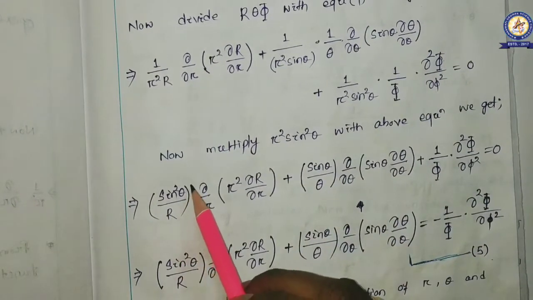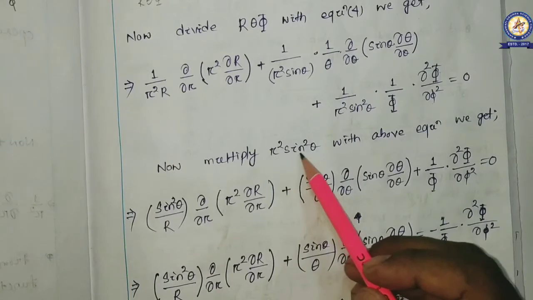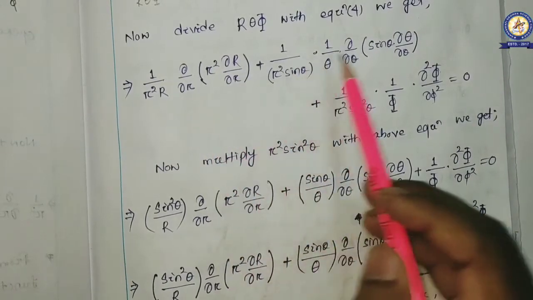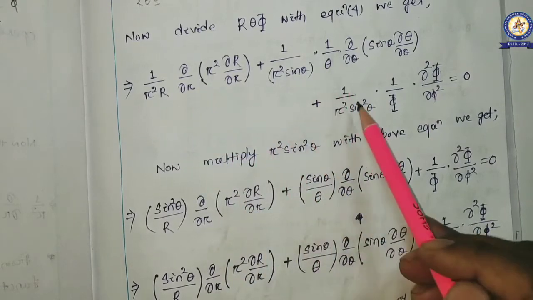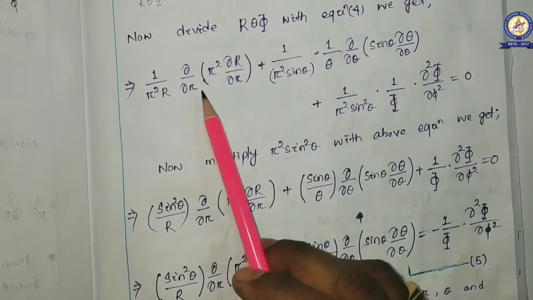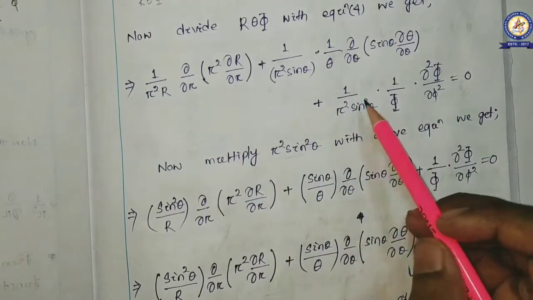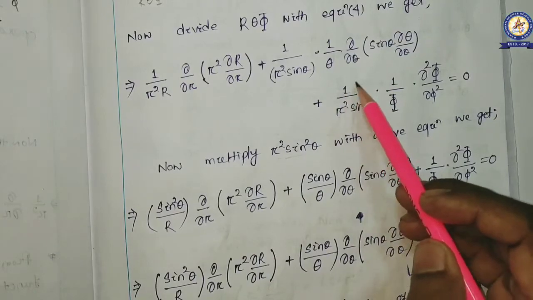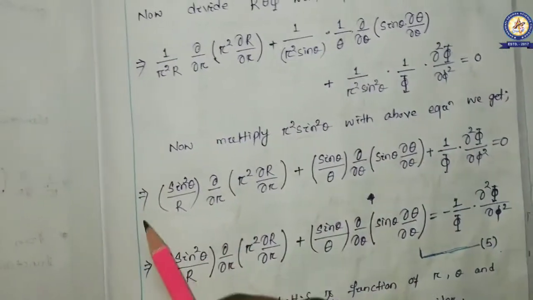For that, here we multiply r square sin square θ with each term. Three terms are there, this one and this one. If I multiply r square sin square θ with this and this, then what are we going to get? You just see here.